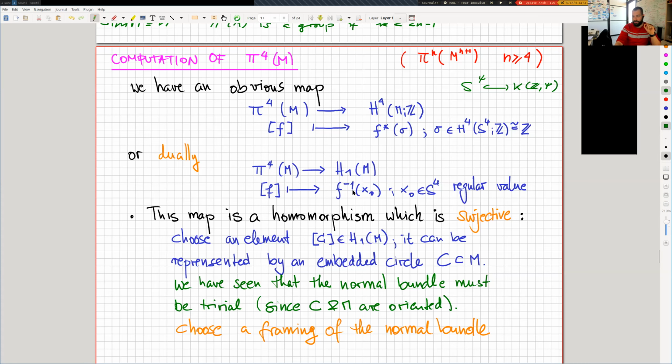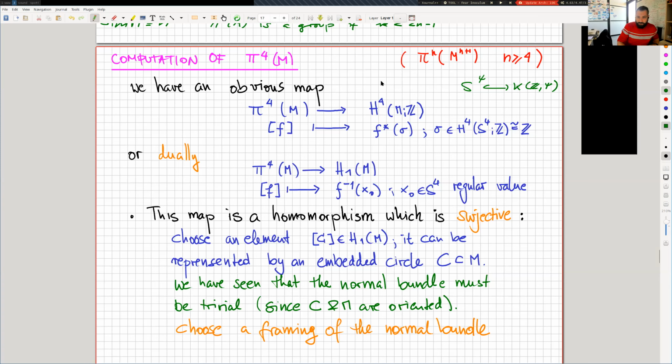So we call a point in S4 a regular value if the pre-image consists of points with full rank, and we call it critical if it's not a regular value. And by the lemma of Sard, we know that the set of critical values is a null set in S4. So there are a lot of regular values, and if you just pick one, you take the submanifold of it.